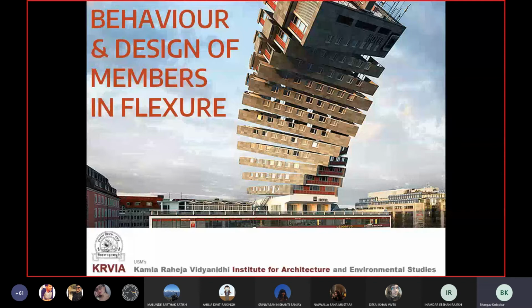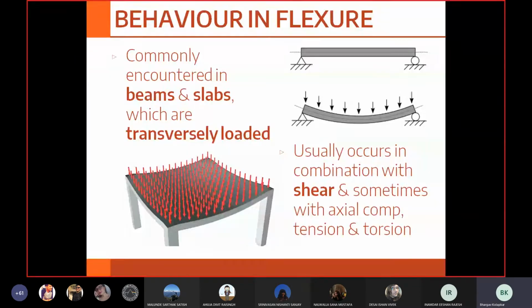Okay, so the bottom line is, in general, in very normal buildings for gravity loading, beams and slabs are the members which are going to primarily experience flexure. And if we are designing the building for lateral loads, then we can expect a significant amount of flexure in not only beams and slabs, but also in columns and structural walls. So flexure or bending is commonly encountered in beams and slabs which are transversely loaded.